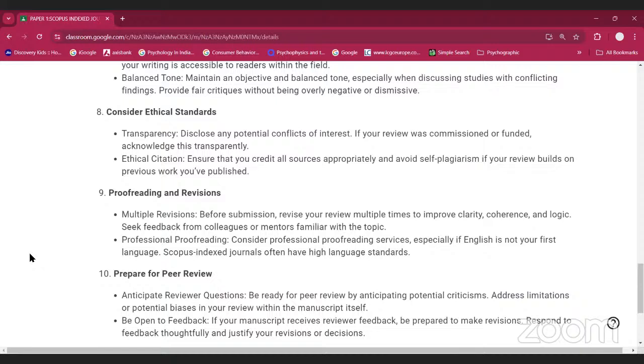Proofreading and revision. Multiple revisions before submission. Revise your review multiple times to improve clarity, coherence, and logic. Seek feedback from colleagues or mentors familiar with the topic. Now, professional proofreading. Consider professional proofreading services, especially if English is not your first language. Scopus indexed journals often have high language standards.